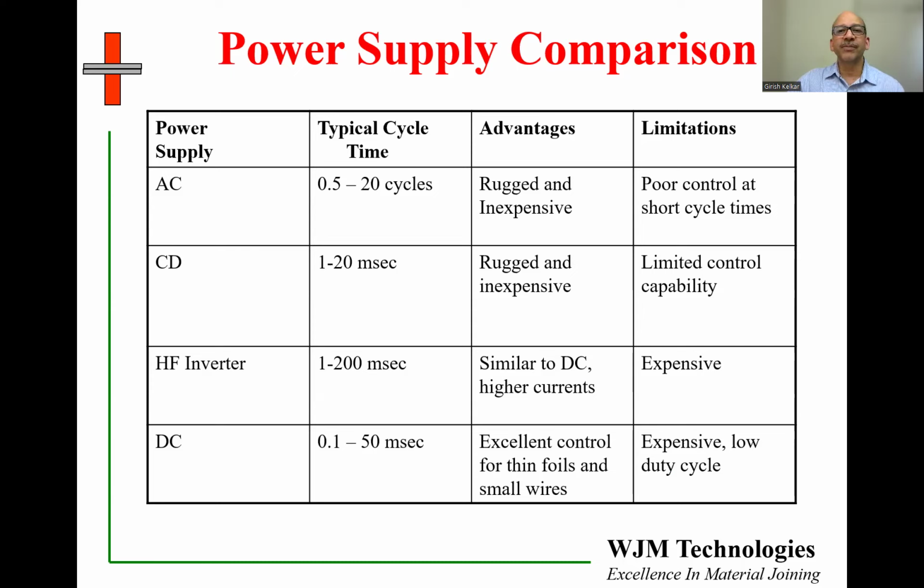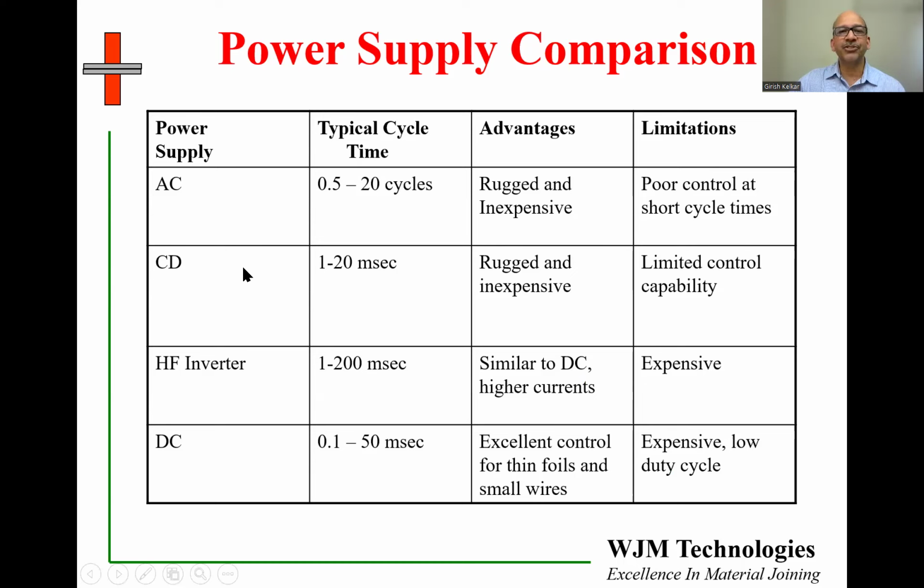Here I'm showing you a power supply comparison of all the 4. The first 2, AC and DC, are the oldest technologies out there. AC, alternating current, operates in cycles. So the typical cycle time will be somewhere between half cycle to 20 cycles. It is very rugged and inexpensive, lasts you for a long time. However, there is poor control at short cycle times, and in some situations, you're using it in open loop, and that also does not have a lot of control.